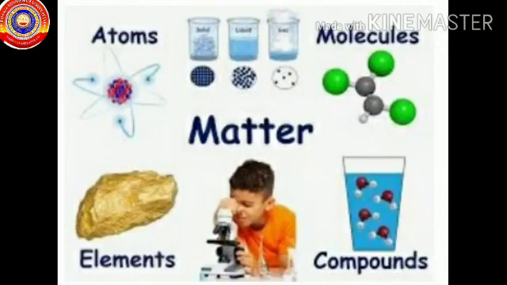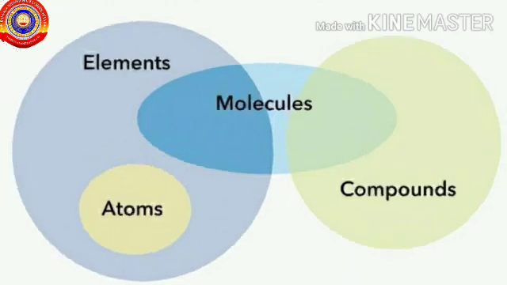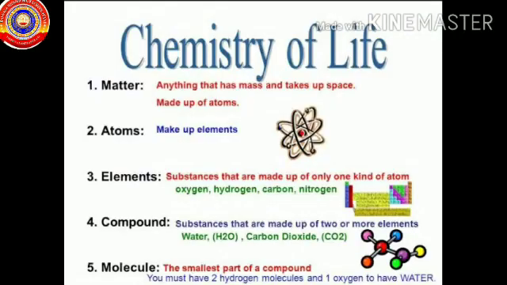Let's start the class. A wide variety of substances are present in our surroundings. You have understood that all these substances are made up of molecules, which in turn are made up of atoms. Based on the number of atoms present in molecules, substances are classified into elements and compounds. Let's recall about these once again.